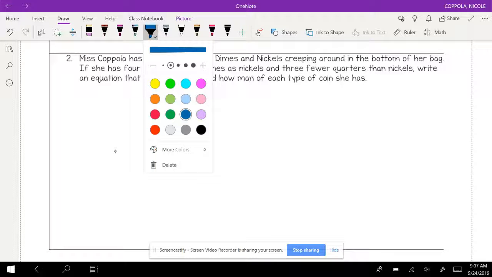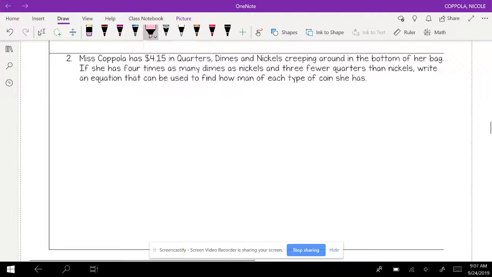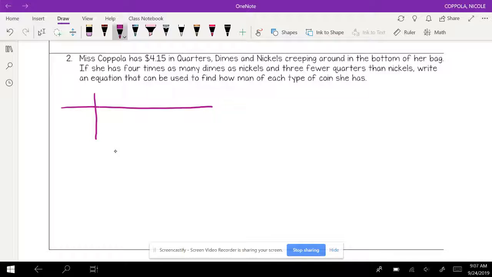So the first signal that I'm going to communicate to you is the fact that it's talking about quarters, dimes, and nickels. Okay, so I know this is a coin problem. So when I have a coin problem, I'm going to make myself a little table. So you make one too. And we're going to denote the type of coin. Then we're going to write its value. Then we're going to make an expression for it.